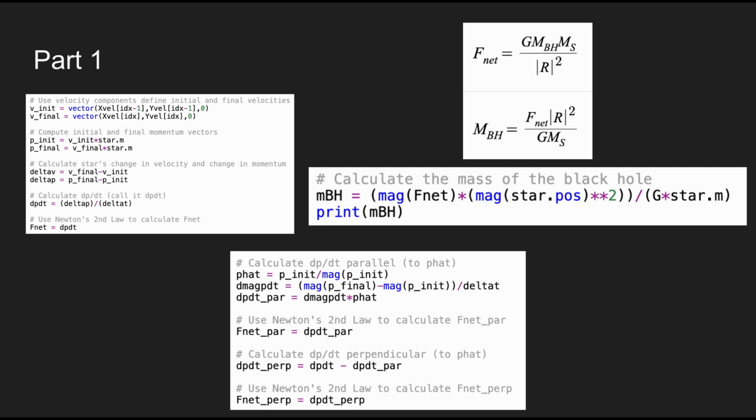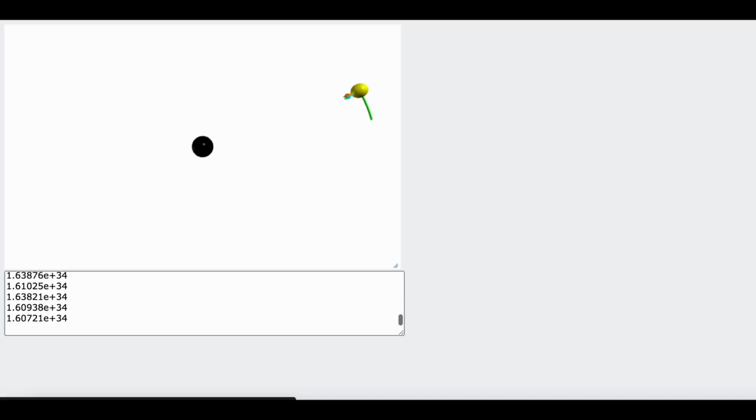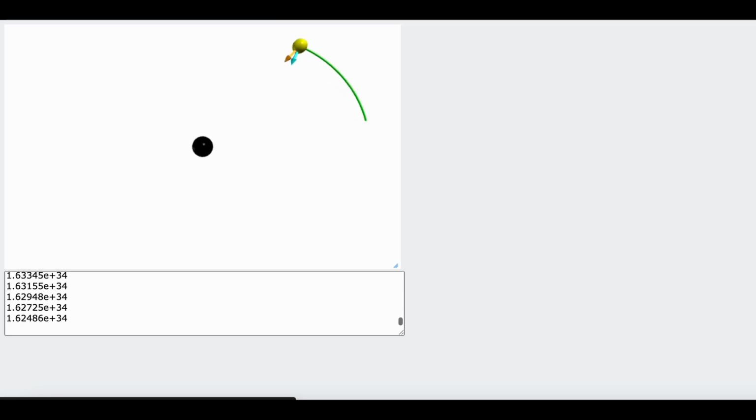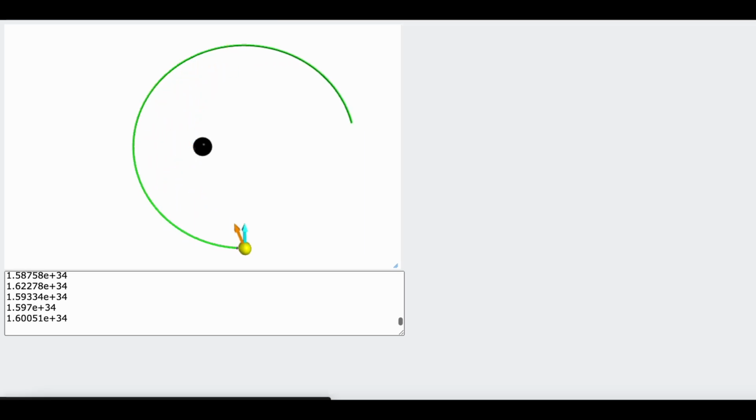Gravitational force is set to equal net force because gravitational force is the only force acting on the star in the simulation. Additionally, I calculated the perpendicular and parallel components of the gravitational force and represented them as arrows on the simulated model. By running the simulation, the net force increases as the displacement between the star and the black hole decreases. The star's momentum reflects the change in the net force. Due to the non-constant net force, the calculations for the black hole's mass change throughout the simulation. By collecting an average of the calculated mass values, I found that the mass of the black hole is approximately 1.61 times 10 to the 34 kilograms.